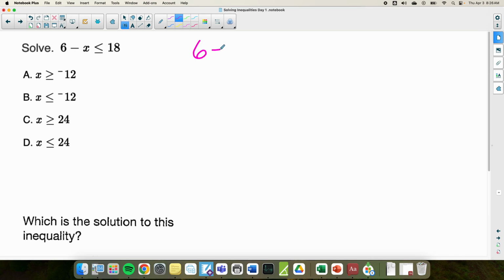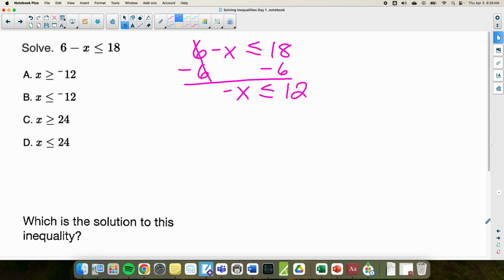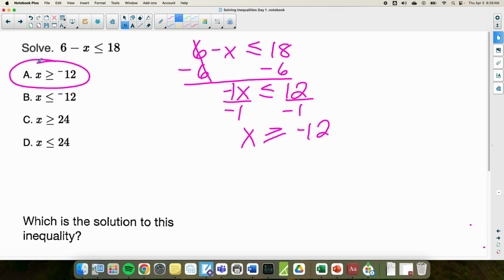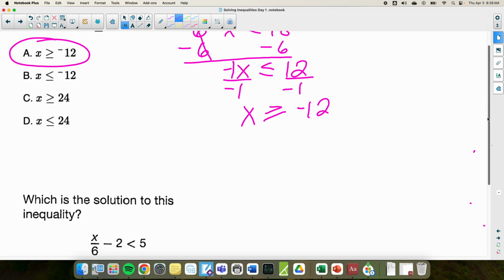So this is 6 minus x is less than or equal to 18. I'm going to subtract 6. And I get negative x is less than or equal to 12. Now, that is like negative 1x. So what I'm going to do there is divide by a negative 1, okay? And because I'm dividing by a negative, I switch my sign, and it's x is greater than or equal to negative 12. So you have to remember to switch your sign.